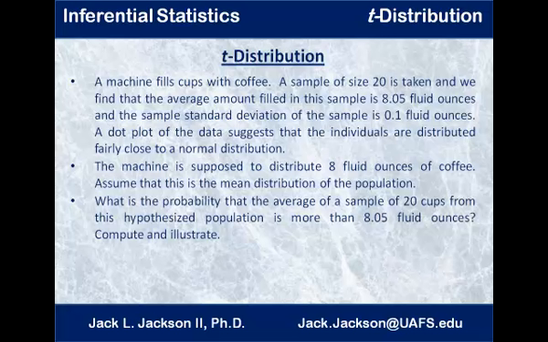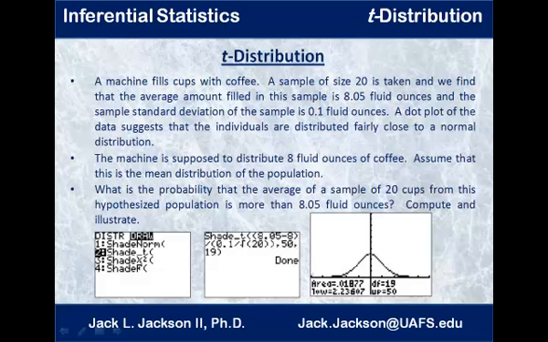Alright, now the machine again is supposed to distribute 8 fluid ounces of coffee. What's the probability that the average of a sample of 20 cups from this hypothesized population is more than 8.05 fluid ounces? We want to compute and illustrate this here. See if you can figure this out. Remember, hint, you're going to have to use a t-distribution here because we do know the sample size, but we don't know the standard deviation of the population. Use a t-distribution. Press pause now.